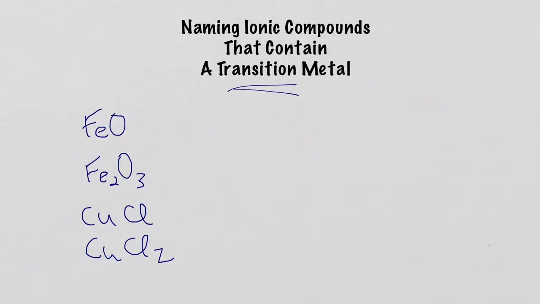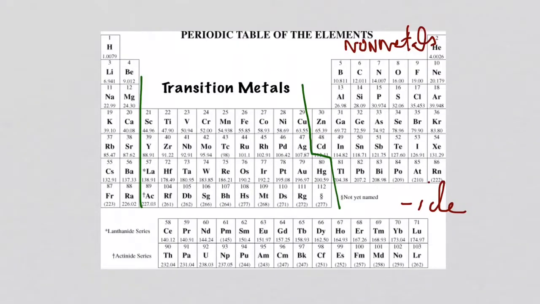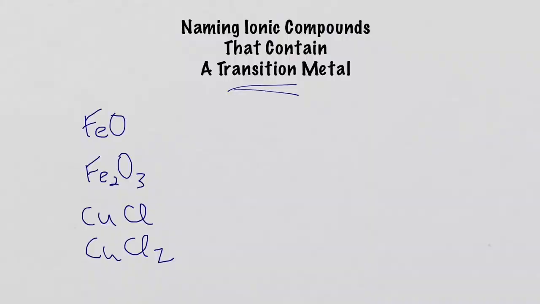Your transition metals are those metals that are here in the middle of the table that we ignored in the first video. These metals sometimes will give up one number of valence electrons, and another time they could give up another number, hence transition. So what I did is I gave you a couple of examples here.